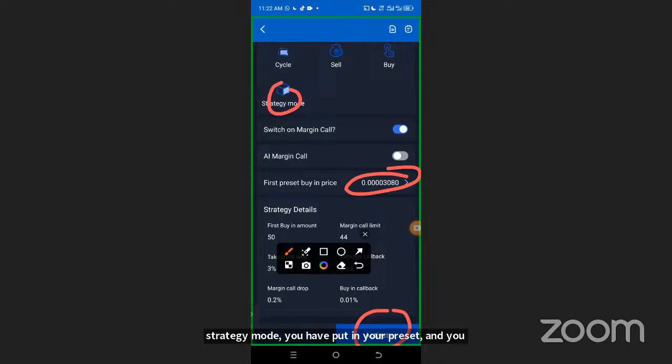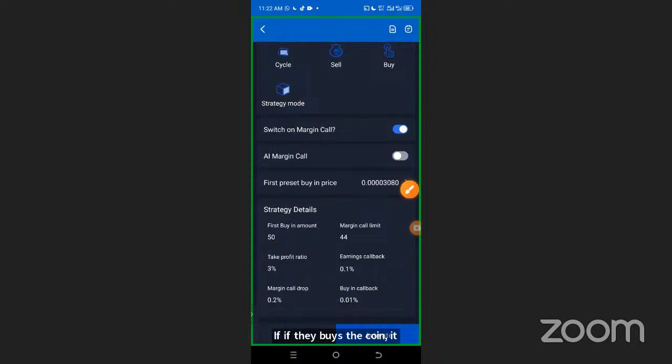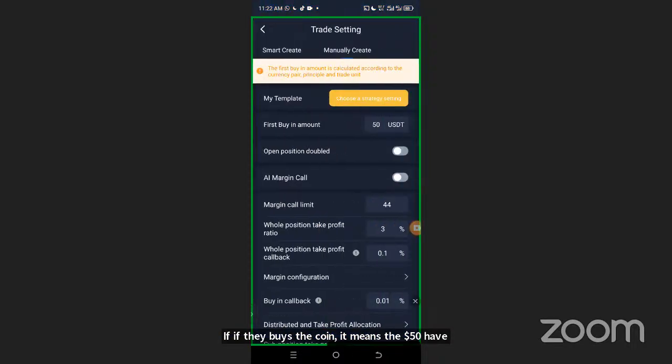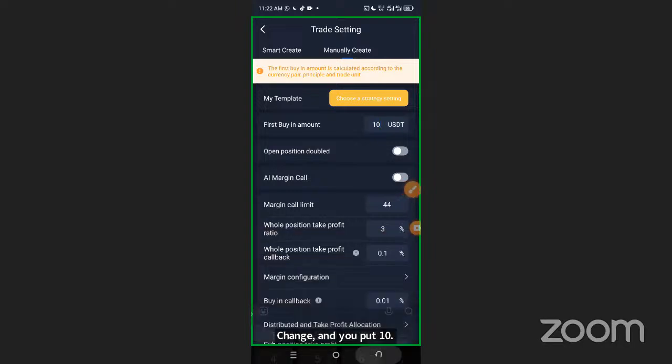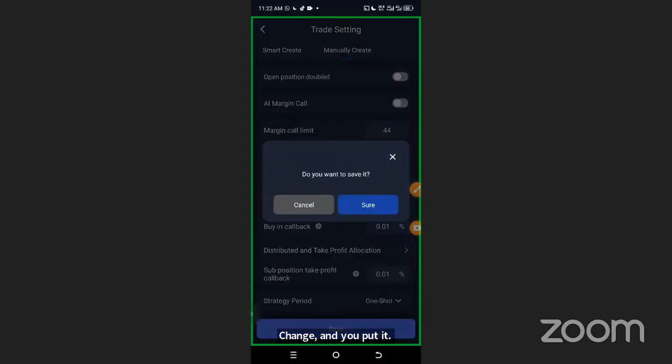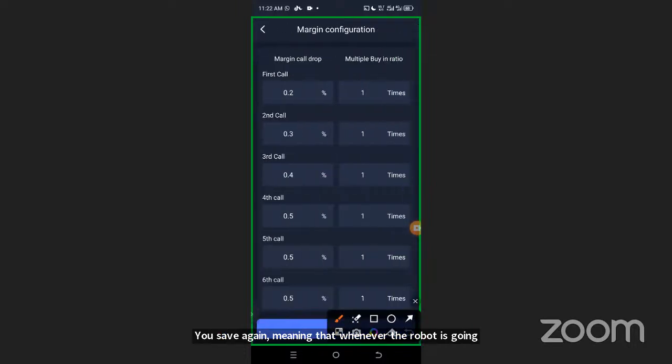if the robot buys the coin, it means the $50 has already gone to the market. Therefore, come back to the trade setting where there is 50, change it and put 10. Then you save again. Meaning that whenever the robot is buying the 44 margin calls, it is going to be adding in $10.